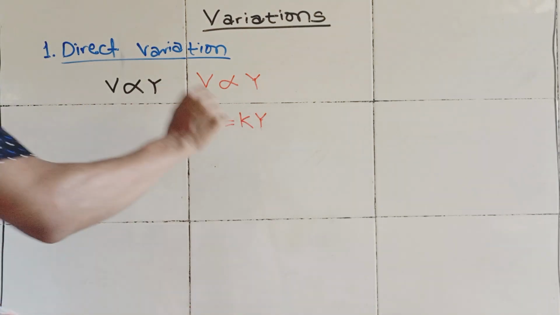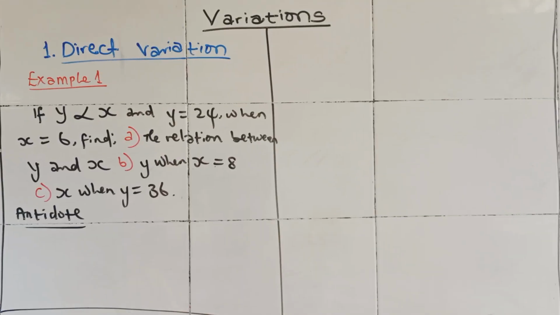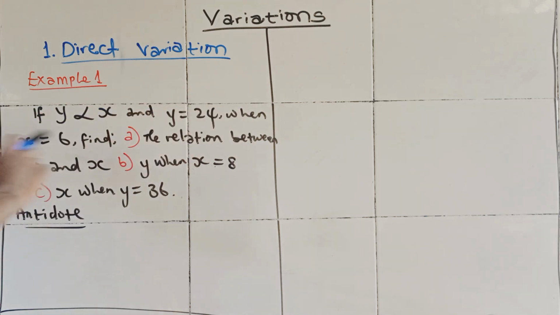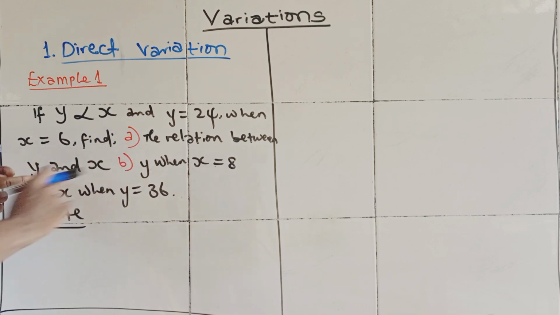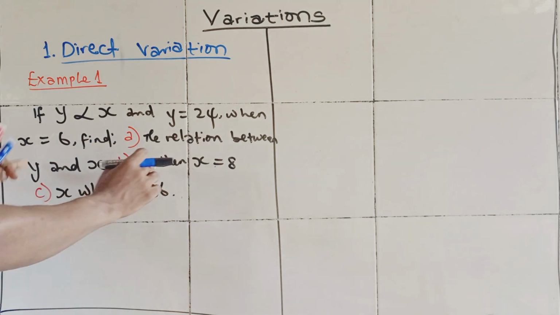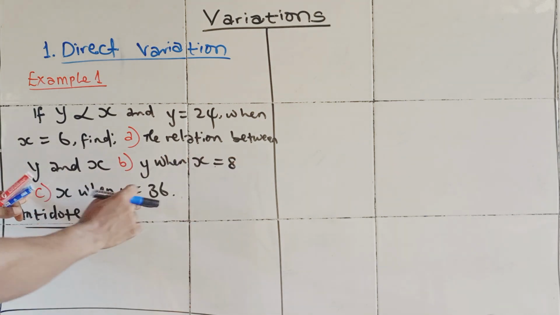All right, now let's give ourselves an example so we solve it and you understand it better. Let's look at this example real fast. It says if Y varies directly as X and Y is equal to 24 when X is equal to 6, we have three sub-questions. A, find the relation between Y and X. B, find Y when X is 8. C, find X when Y is 36.